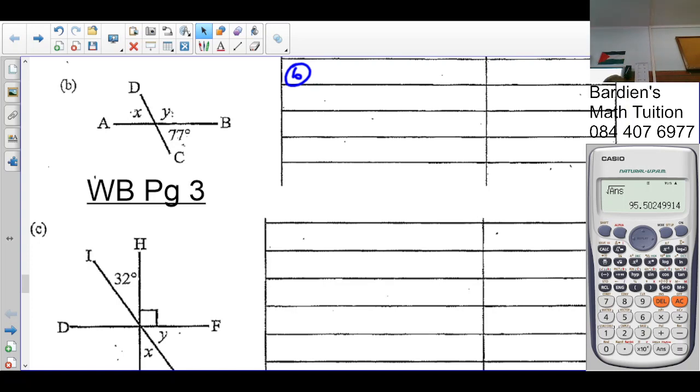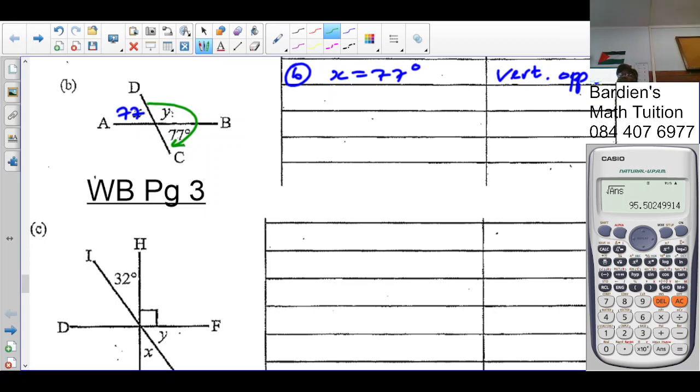Alright, the next one. x is equal to 77 degrees. Why? It's vertically opposite. Now you calculate y. 77 plus y. Y? Straight line. Do you all see that? Or I could have gone for that being a straight line. Same thing. Do you guys understand? Yes, sir.